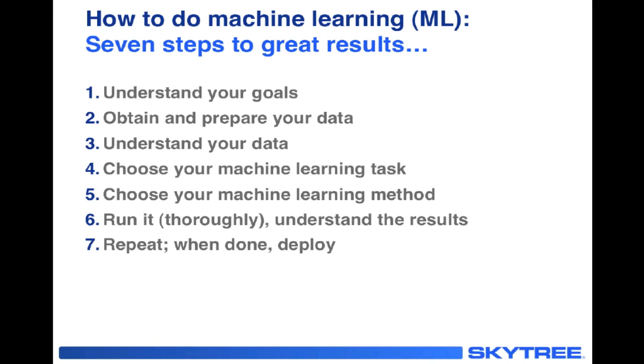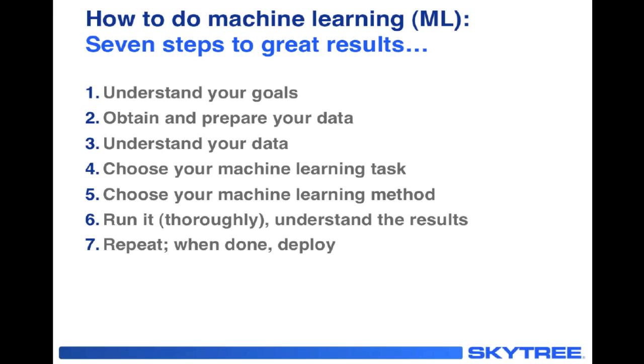Then you choose your machine learning tasks. I'll give you a finite number of them, even though there really are many, many possibilities. And then, given your task, you choose from among the available machine learning methods, and I'll give you finite lists for those, even though there are actually thousands. And then you run it. But that's not so simple.